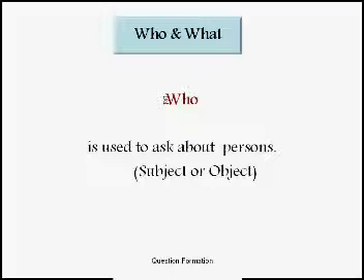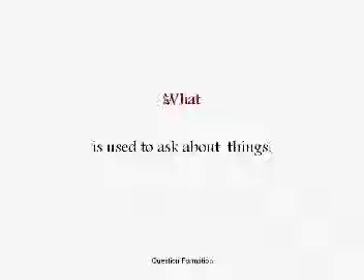So, you could be asking about a subject or an object. Subject means, of course, the person who is doing the action. If you say, for example, who is knocking at the door, we are asking about a subject because Muhammad is doing the action, okay? And we have another word, which is what. And this is used to ask about things. If you're asking about a thing, you use the word what. And again, it can be used to be asking about a subject or an object. And we'll see examples.